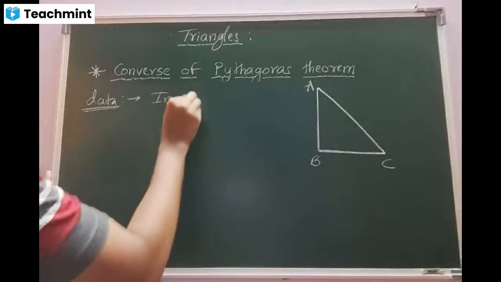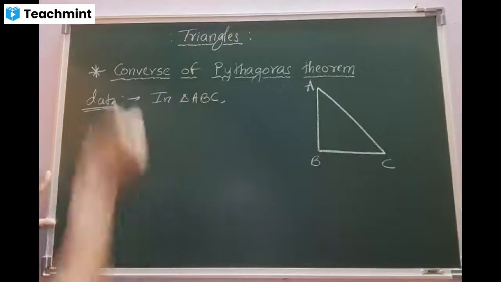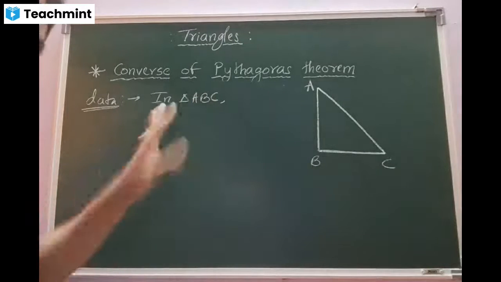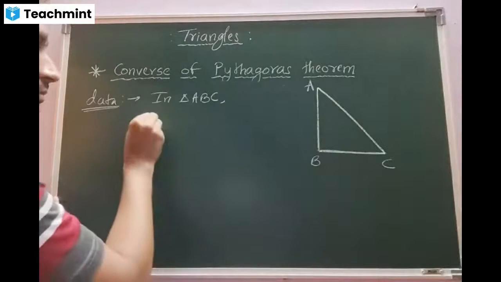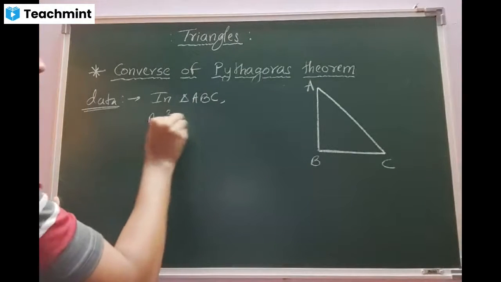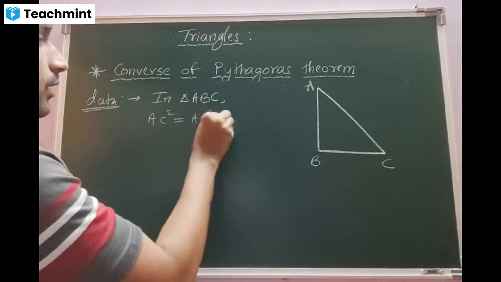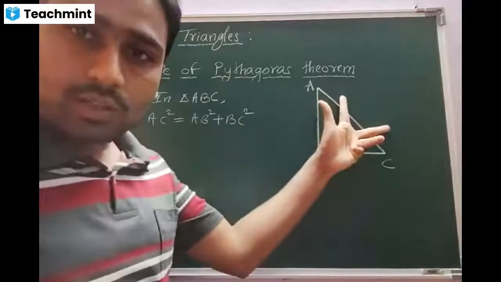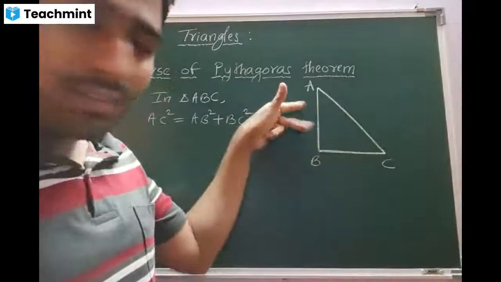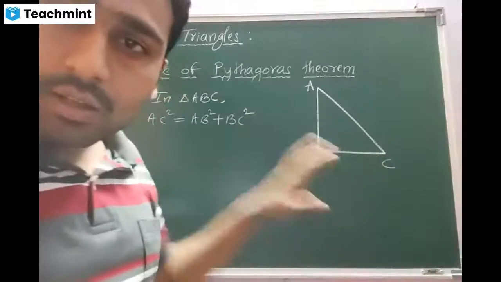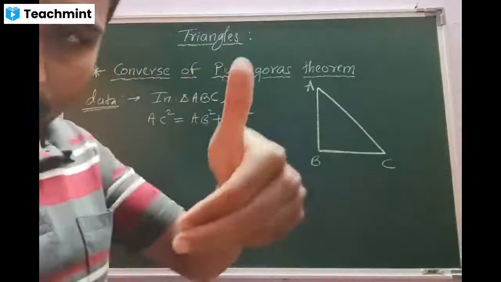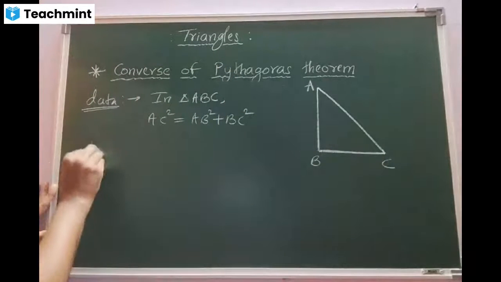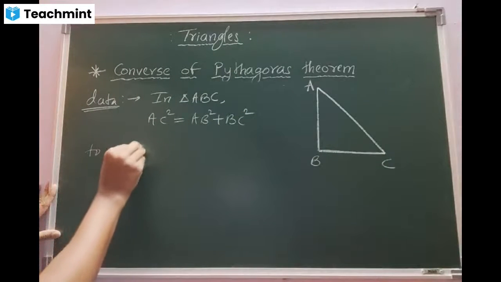In a triangle ABC, ABC is any triangle. In this triangle ABC, AC square is equal to AB square plus BC square. The square on this is equal to the square on this plus the square on this. This is the data given part. Clear? Yes, sir.